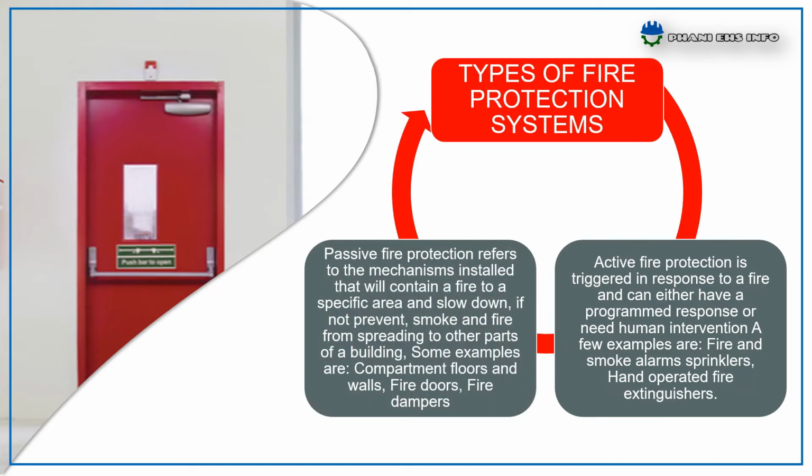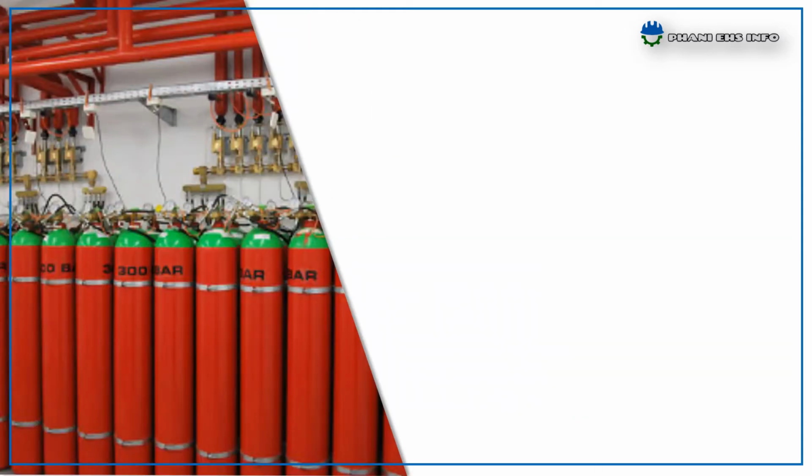Passive fire protection refers to the mechanisms installed that will contain a fire to a specific area and slow down, if not prevent, smoke and fire from spreading to other parts of a building. Some examples are compartment floors and walls, fire doors, fire dampers, and fire suppression.